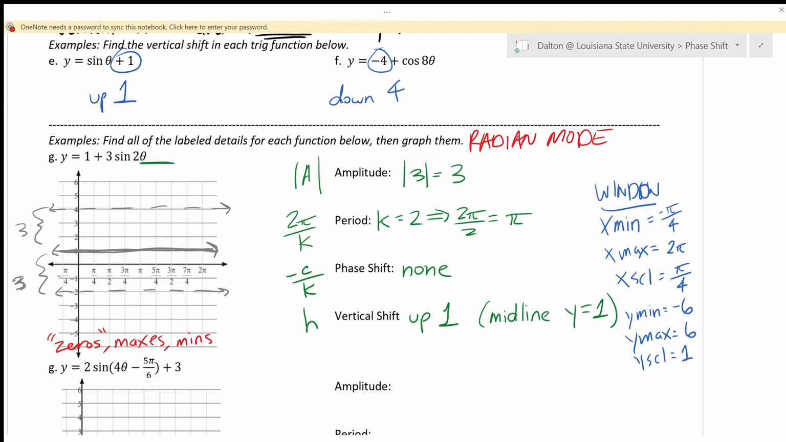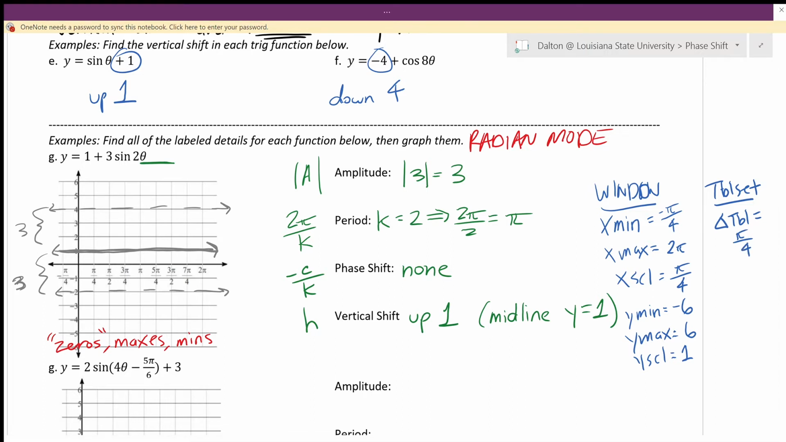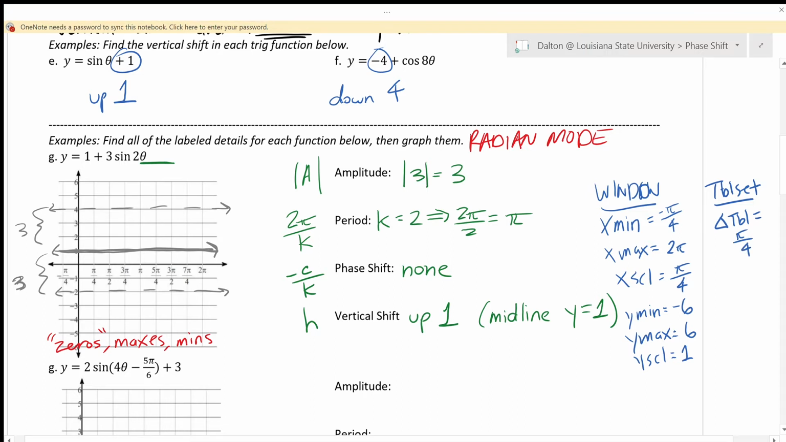What is the other thing we need to change? The table set. So that's going to be on second window. If you hit second window, the table starts, you can just put that at 0, right? Your origin. But when it says delta table, what do we want that to match? The scale, right? So you want your table to match the scale.